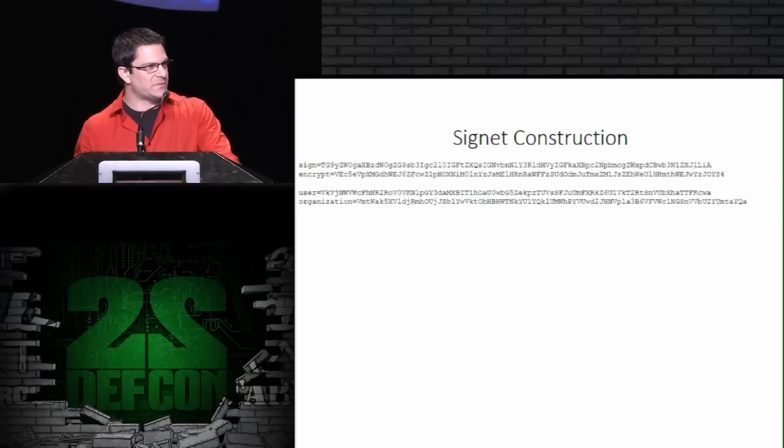But this is your most basic Signet. The 4 required properties, and the section that I like to refer to as the security portion. It's the portion that is signed by both the user and the organization and contains the encryption information.